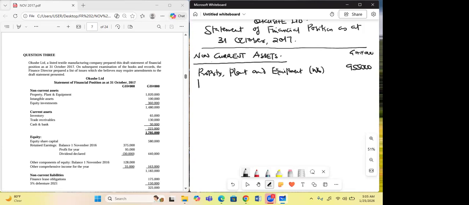Then we have intangible assets. Did we do anything on the intangible assets? No, sir. So we just repeat the figure. What figure is there? 100,000. Then equity investments. We did a working on it, available for sale. I think it was 380 or something. Yes, 380. Working about what? Working 7. 380,000.